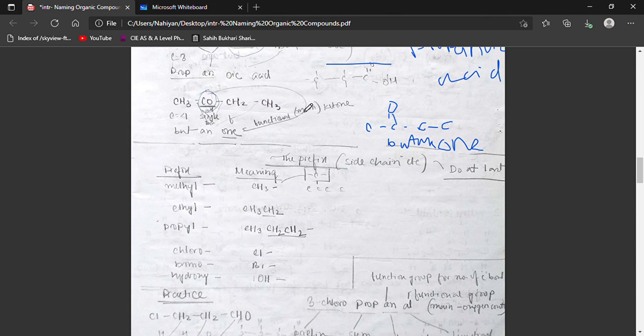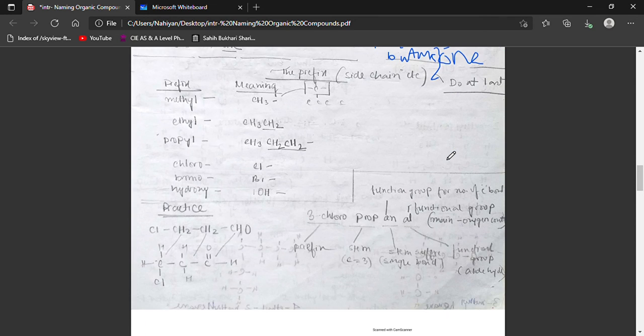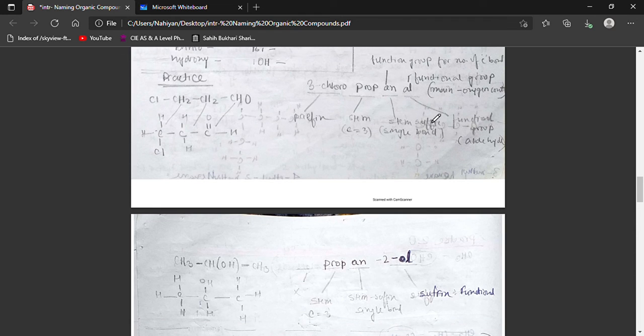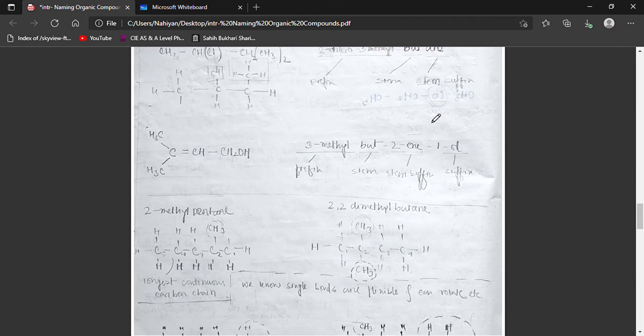Other than that there is nothing else. What extra thing you can do is that the shortest route to the main functional group is from this side, and this is the first carbon, this is the second carbon. So you can write butan-2-one, putting the locant there. That is the extra thing you can do, but I don't think you have to. Moving on. I think we're done with the practice.